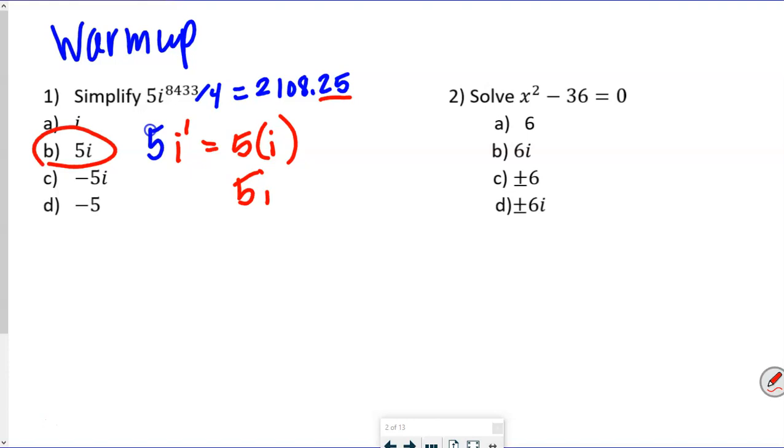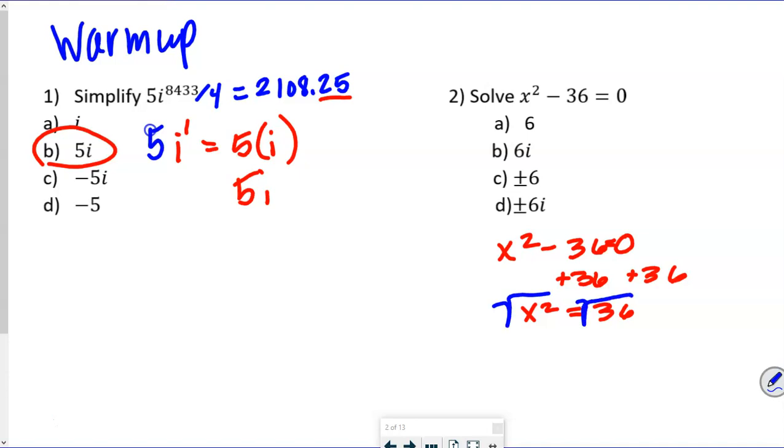Now, number 2 says solve this. So to solve this, we're going to do x squared minus 36 equals 0. So we're going to add 36 to both sides, right? So that's going to give us x squared equals 36. Remember, we're going to take the square root of both sides. And anytime we take the square root, remember, we're going to put plus or minus over here, right? Plus or minus. That's going to be plus or minus 6, okay? So C was our answer.